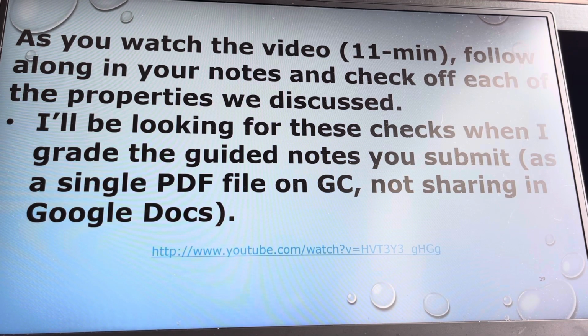So when I'm grading these, is what I'm trying to say, is that I'm going to be looking for these checks along all of the properties. Now, he doesn't mention all the properties, so if you just put random checks, I'm going to know that you were just throwing checks everywhere, okay? So they have to be strategically placed next to the points in the notes that we took, okay? All right.